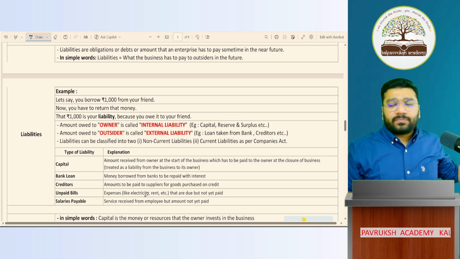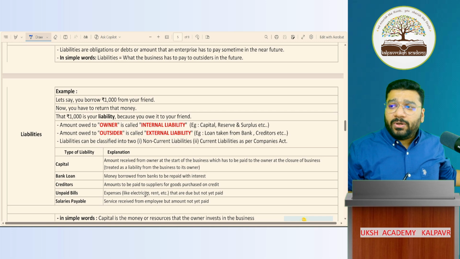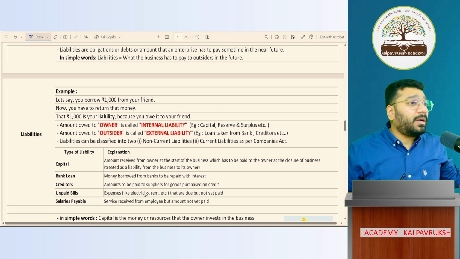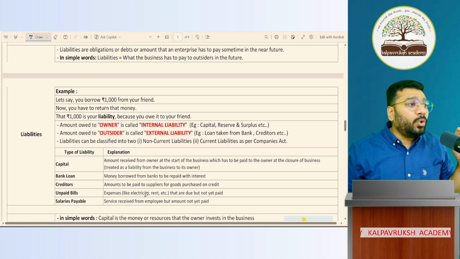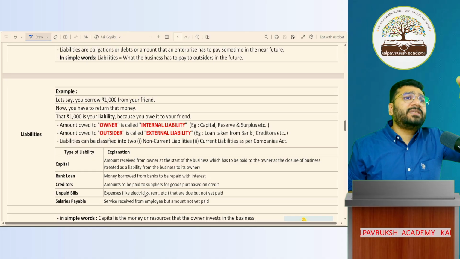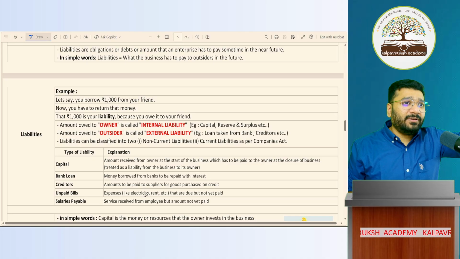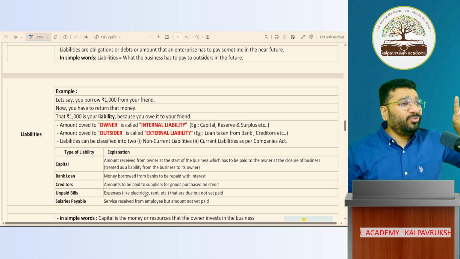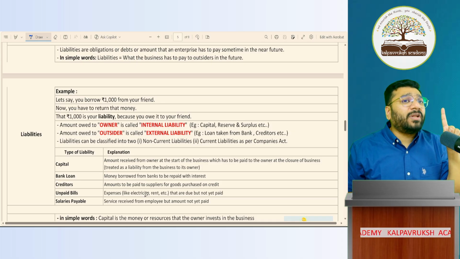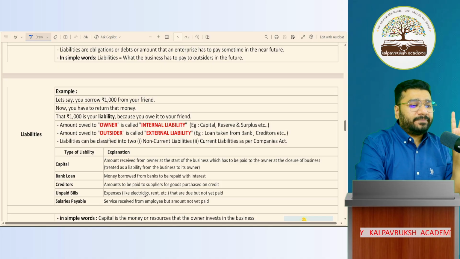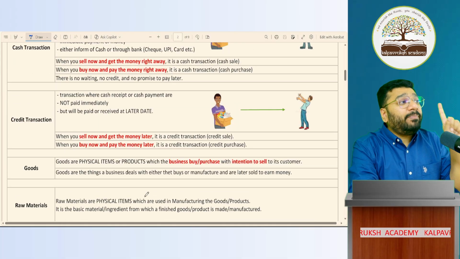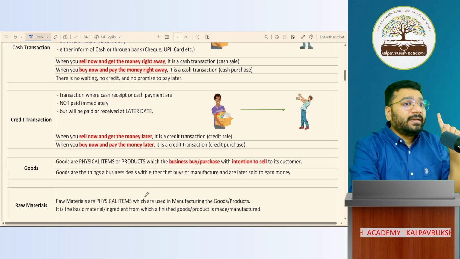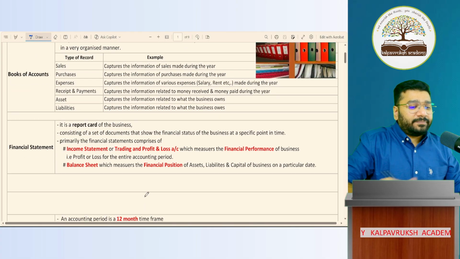My question to all of you: the financial statement of a sole proprietorship concern comprises how many documents? The financial statement of a sole proprietorship concern consists of two documents. One is trading and profit and loss account. Second is balance sheet. Trading and P&L account is also called income statement, and balance sheet is also called position statement. Got it?